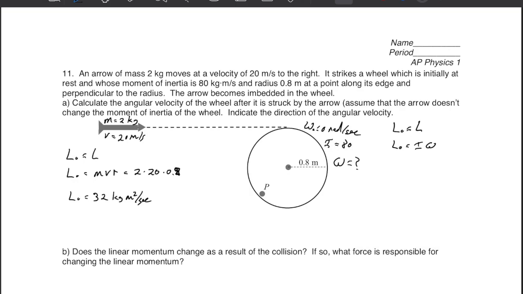And what did they tell us about the I omega of the wheel? So the moment of inertia is 80, and we're looking for the omega, correct? So we know 32 is equal to 80 times omega. Divide that 80 to the other side. We get 0.4 radians per second is the omega of the wheel after the impact.